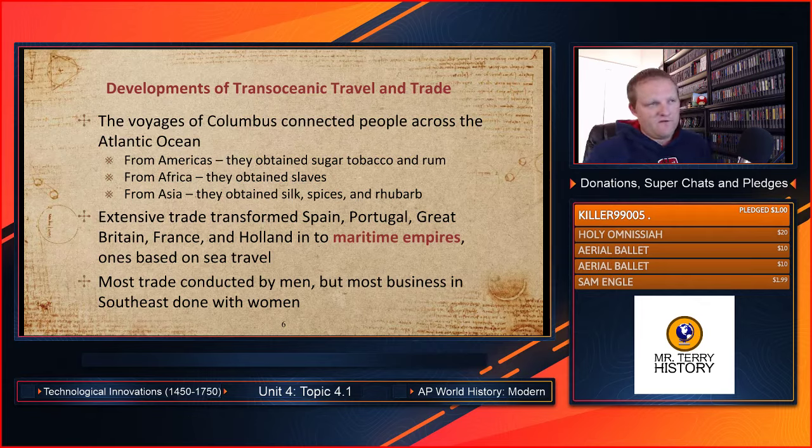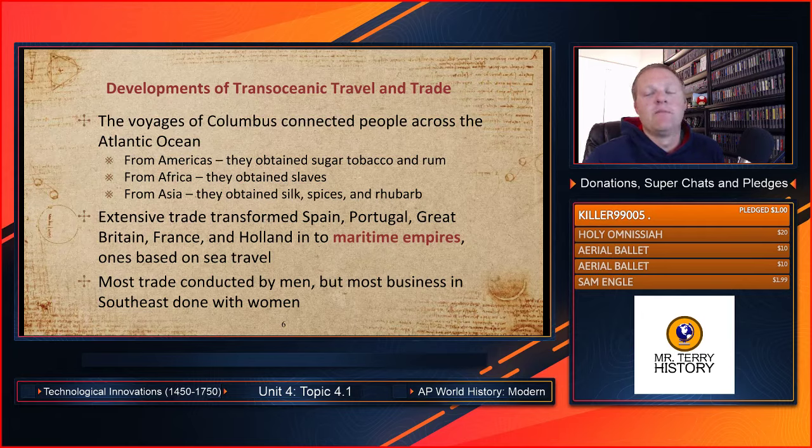But for the first time in the world, there was direct contact across the Atlantic Ocean. So a few things that were connected: from the Americas, obtaining sugar, tobacco, and rum. From Africa, slaves, of course. And then from Asia, obtaining more of those luxury goods, right? Silk, spices, and rhubarb.